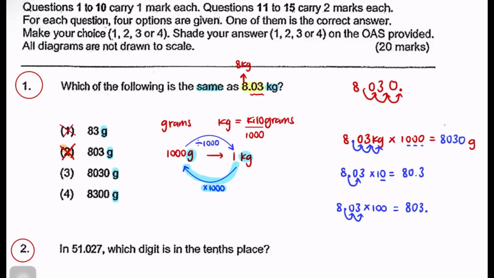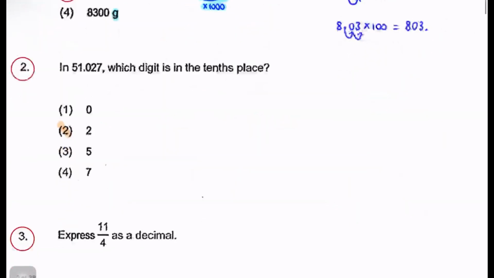So the answer is option 3. No other answer. In fact, in math, there is only one answer for each question. Any question? Okay, question 2.